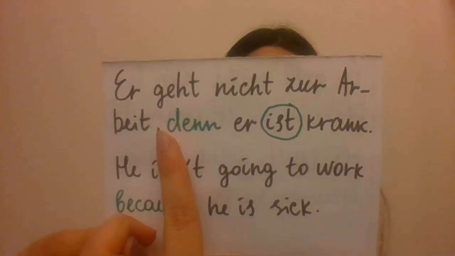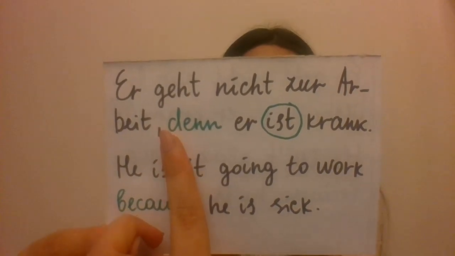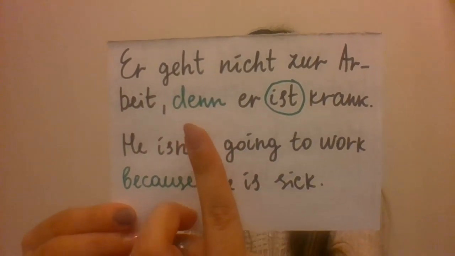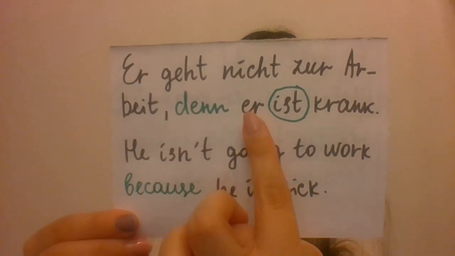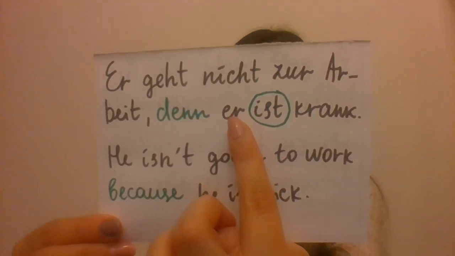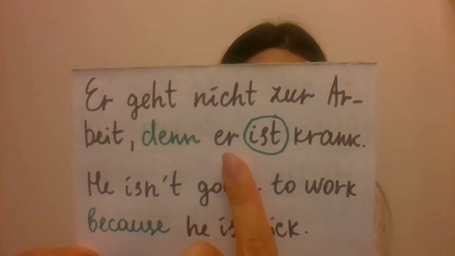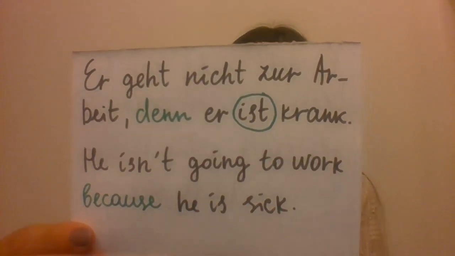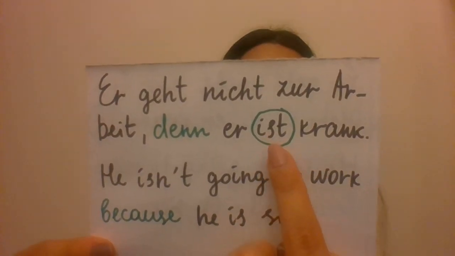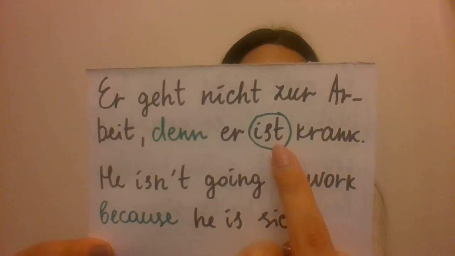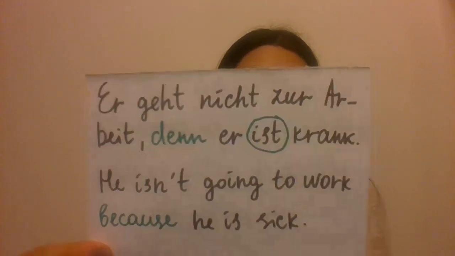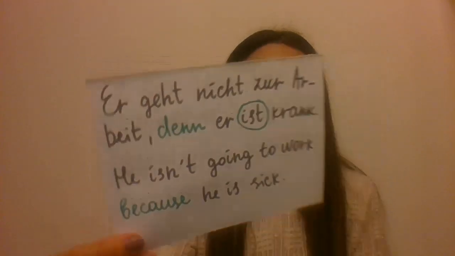As you see, it's very important to write the comma. After the comma comes denn. Er is a personal pronoun, which means he, and ist is a verb. It has the second position, after the personal pronoun. This is the structure or construction in the German language if we use the conjunction denn in the sentence.